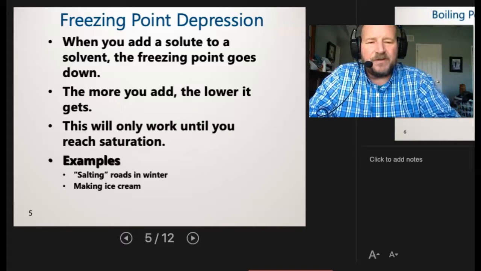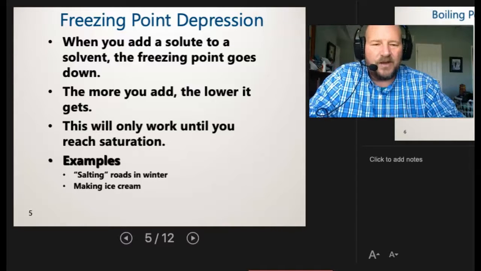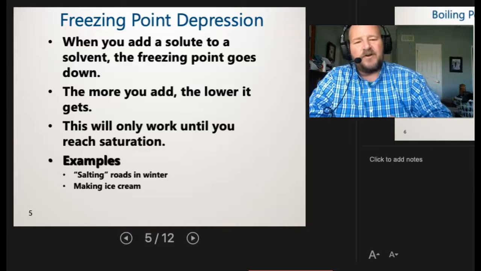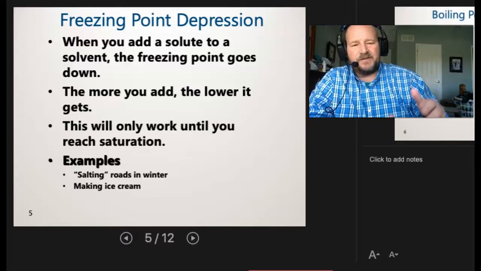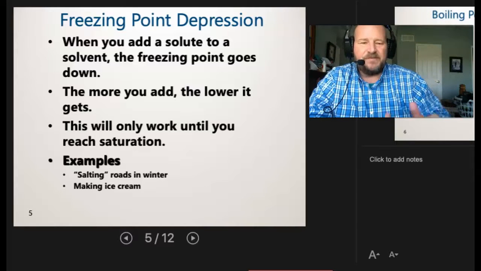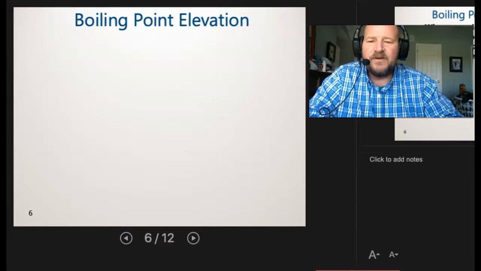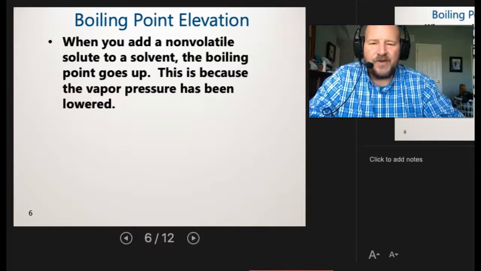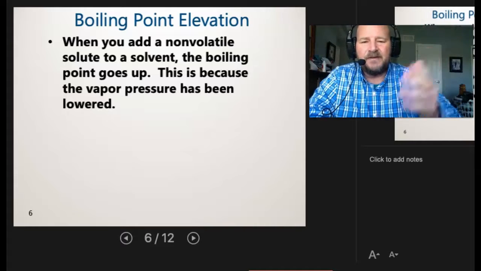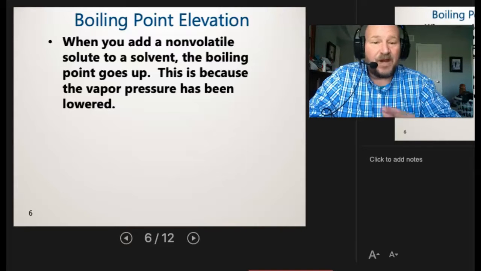If you've ever made ice cream, you take salt and put it into the ice water, and that way you're lowering the freezing point so the milk can actually begin to freeze. The cream can begin to freeze. Now for boiling point elevation, when you add a non-volatile solute to a solvent, the boiling point goes up. This is because the vapor pressure has been lowered.